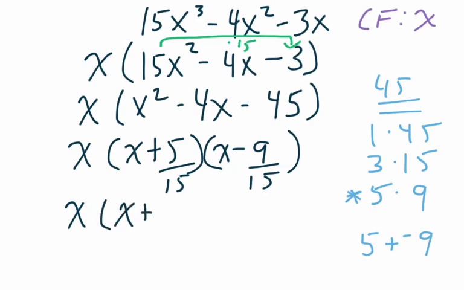You can grab your calculator to do this. 5 over 15 is 1/3. And then 9 over 15 is, what is 9 over 15? 3/5.